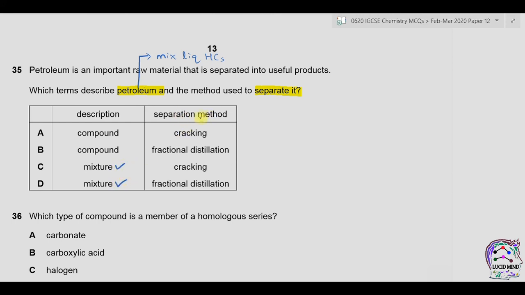And the separation method for a mixture is actually fractional distillation, it is not cracking. Cracking is used for long chain compounds to be converted into smaller chains. So option D is correct.